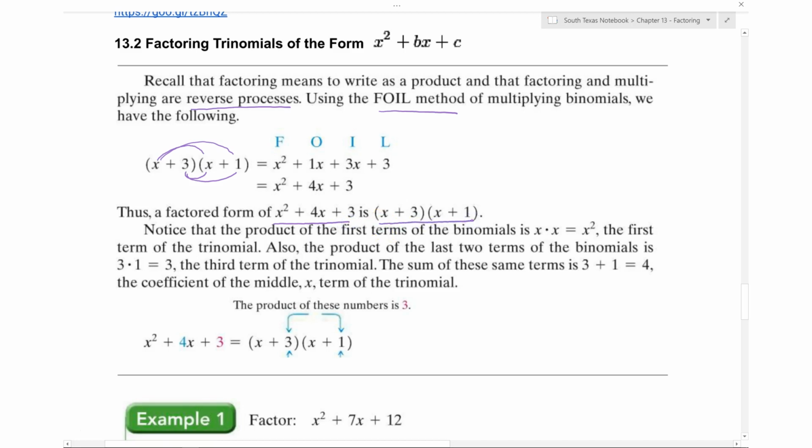Notice that the product of the first terms of the binomials is x times x, the first term of the trinomial. Also, the product of the last terms of the binomials is 3 times 1, the third term of the trinomial. The sum of these same terms is 3 plus 1, which is 4, the middle coefficient. So x squared plus 4x plus 3 in factored form is x plus 3 times x plus 1.